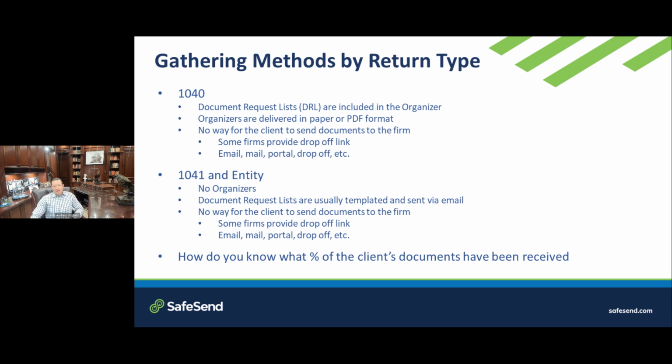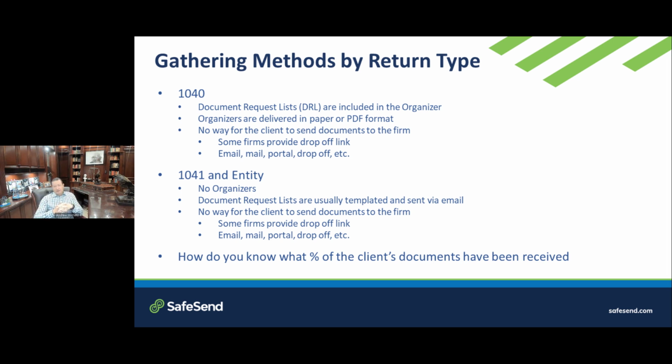If we break it down by gathering methods by return type, so if we jump into 1040s, document request lists, or DRLs, are included in the organizer. Well, the organizers have had problems where they go out and you just deliver the organizer to get the organizer delivered. Some firms get a bunch of these organizers back, but that's very few compared to the majority of firms that get very few of these back. So a lot of firms that we talk to, they're just getting the organizer out the door. Maybe they get some back, maybe they don't, but they're getting it out the door.